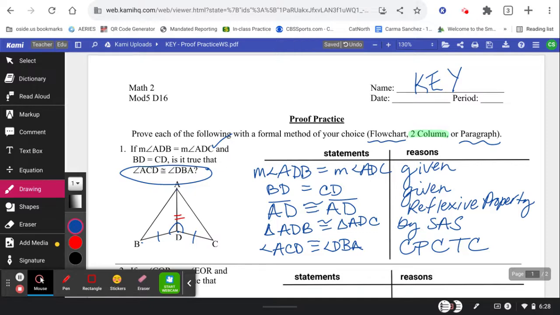Okay, so this is one of the ones where we prove triangle congruency and then we take it a step further. So just to show you, this worksheet is not just the simple basic ones. It's making us think a little bit. All right, let's go take a peek at the next one.